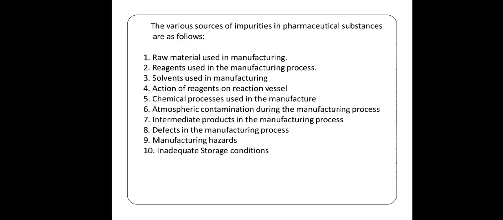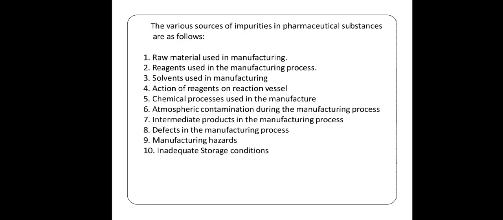Then the sixth one is atmospheric contamination during the manufacturing process. So we all know that the atmosphere is fully contaminated with dust and gases, just like sulfur dioxide and hydrogen sulfide. So during the manufacturing of any pharmaceutical product, these impurities may get into the final product in the form of impurities.